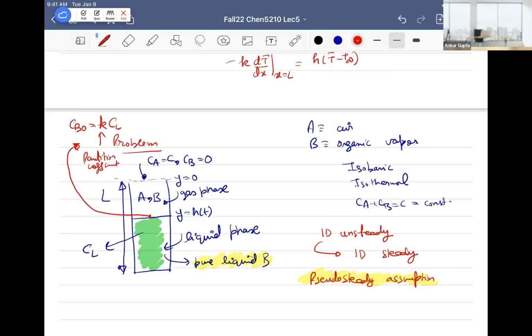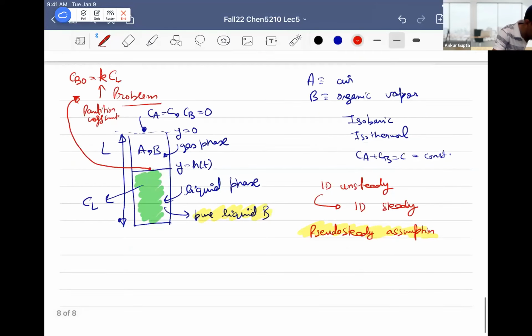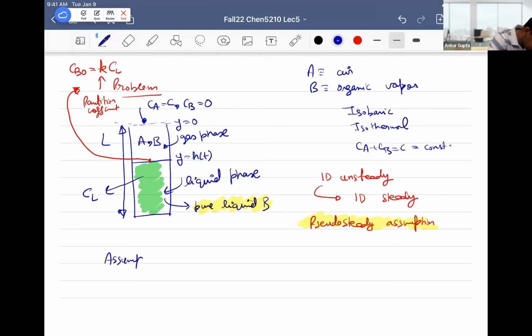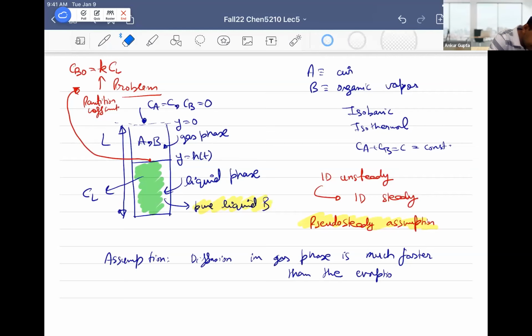I will convince you, maybe not today, but by the end of this class, of how this is a solution. The assumption is that diffusion in the gas phase is much faster than evaporation. That is the assumption, and we will prove that later.